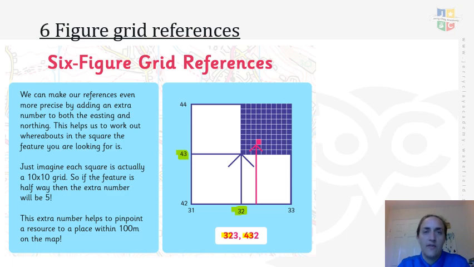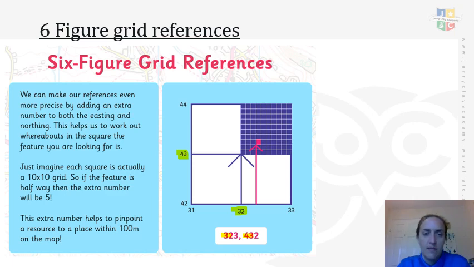Now you can see that we've got extra numbers added to those, so that's going to make it into a six-figure grid reference. And to do that, we're just going to imagine how the grid is split up. So this would be number 1, 2, 3, 4, 5, 6, 7, 8, 9, and then we would finish.